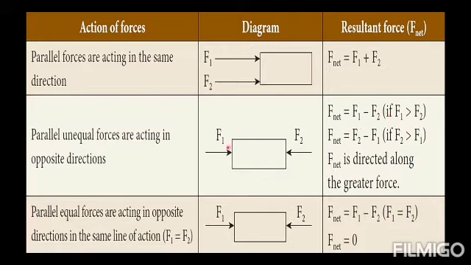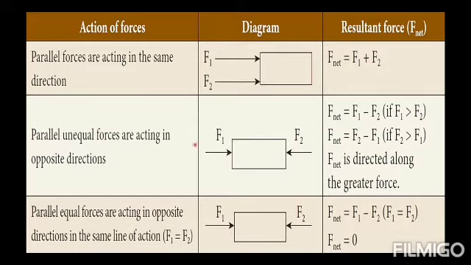See, look at this. Which force is greater? That only you have to write first. So F resultant equals F1 minus F2. Why do we write F1 minus F2? Because the F1 force is greater than F2. Next, see F2 minus F1. Which one is greater? F2 is greater than F1. So we have to change this formula to F2 minus F1. So here the resultant is directed along the greater force.